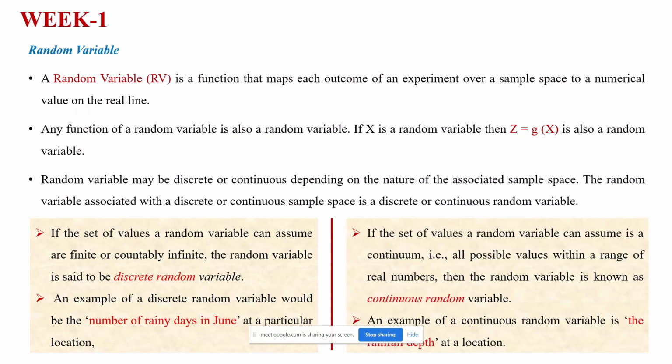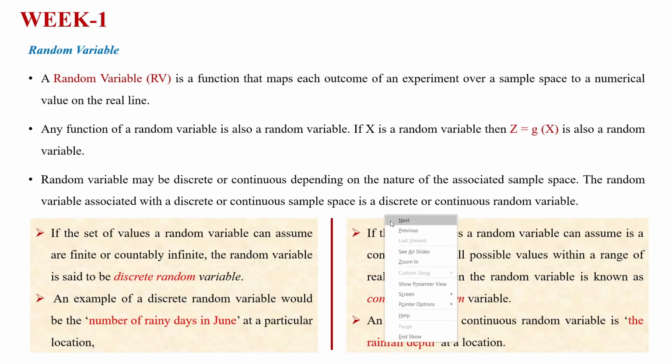And if the set of values a random variable can assume is continuous, that is all possible values within a range of real numbers, then the random variable is known as a continuous random variable. An example of a continuous random variable is the rainfall depth. Here you can see the rainfall depth at a location is a continuous value. It can assume any value from 0 upward. It cannot be negative because rainfall cannot be negative, but it can assume 0 to any value.